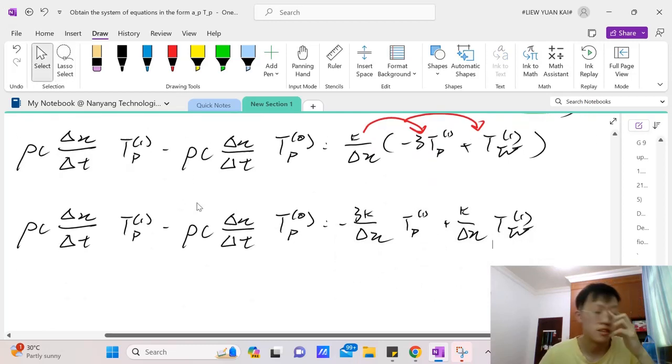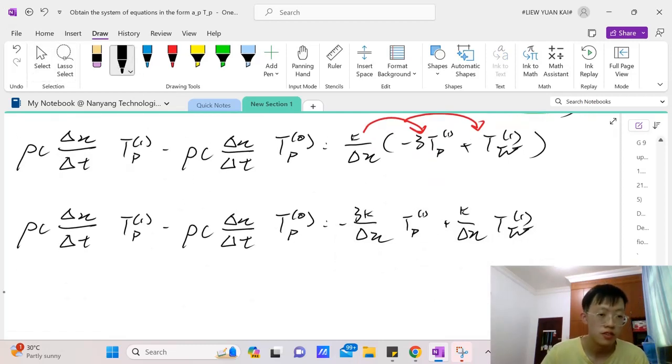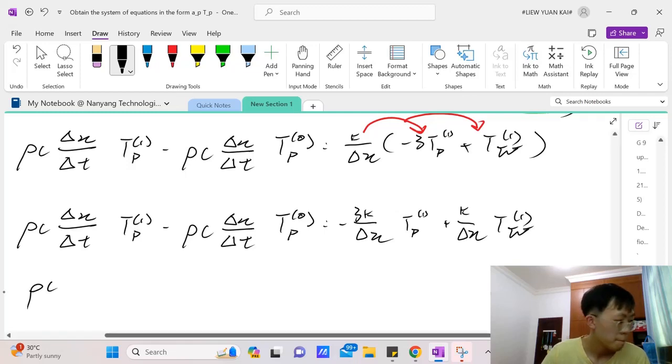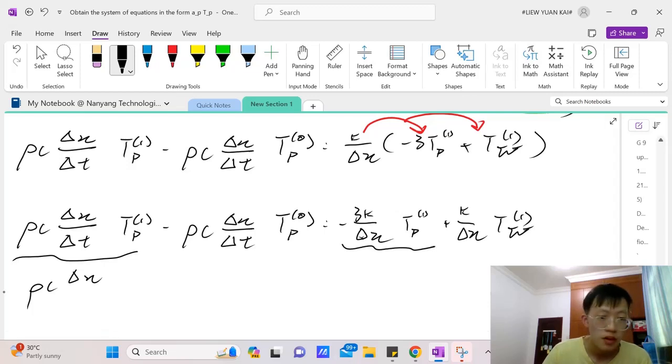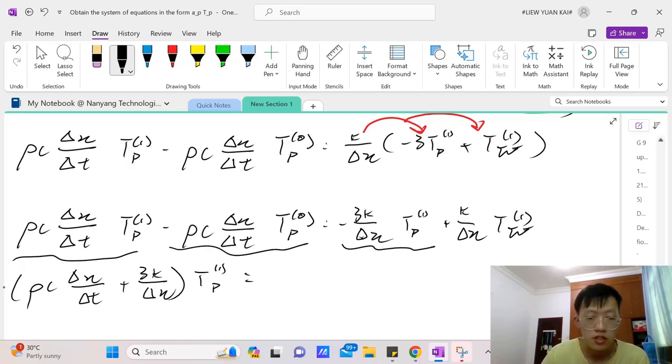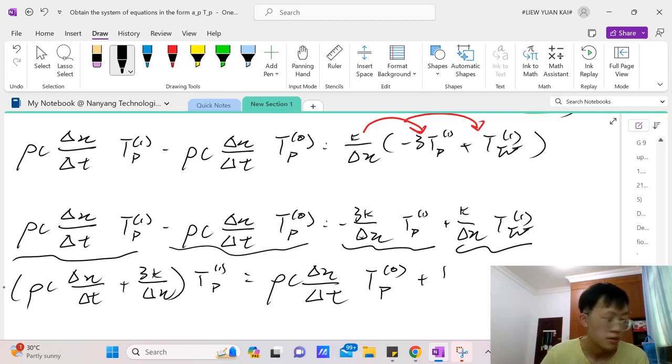Now I'm going to rearrange it in the form that they require from us. First, the T1P terms. This is a T1P term, and this is another T1P term, so factorize out T1P. Next, they want the T not P terms. This is the only T not P term, so bring it to the other side. And lastly, they want the remaining term.